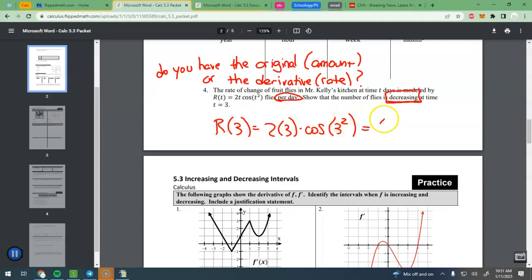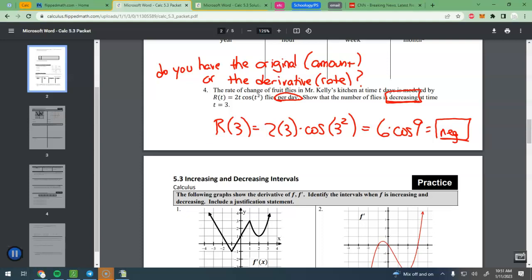So you would just type in your calculator, what's 6 times cosine of 9, and whatever that is, that's your answer. I think it must come out negative, right? Because it says show it's decreasing. So it's going to be a negative number, and then you have shown that it is decreasing.